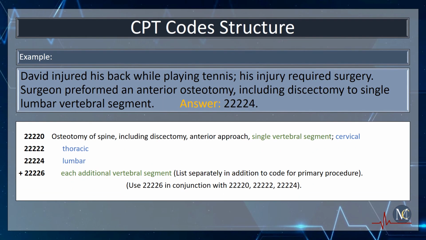David injured his back while playing tennis. His injury required surgery. Surgeon performed an anterior osteotomy, including dissectomy to single lumbar vertebral segment. In the given example, the procedure was performed on the single lumbar vertebral region. So the correct code is 22224. As the procedure was done on single segment only, there is no need to use an add-on code along with the primary code.